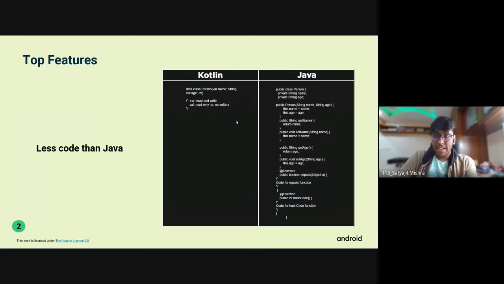On the right side, as we can see, there are some functions like the get age or the set age function. We don't need to implement them manually in Kotlin. They are already done by the system, and we can directly access them using a dot operator.